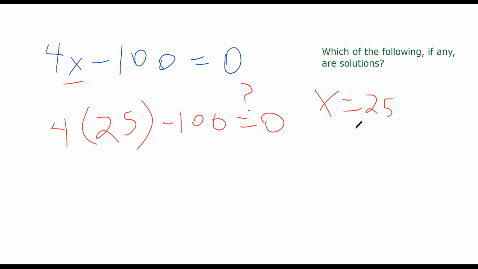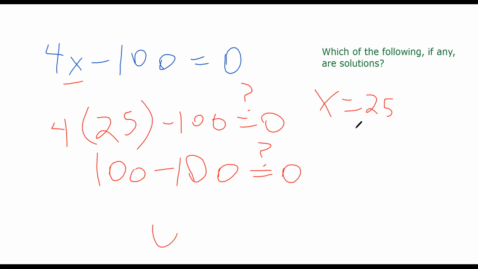Well, 4 times 25 is 100. Looks like it's going to work. Yeah, 100 minus 100 is 0. Yeah, that works. 0 equals 0. True. A true statement has been formed. Thus, x equals 25. The solution isn't 0. The solution is x equals 25 over here.